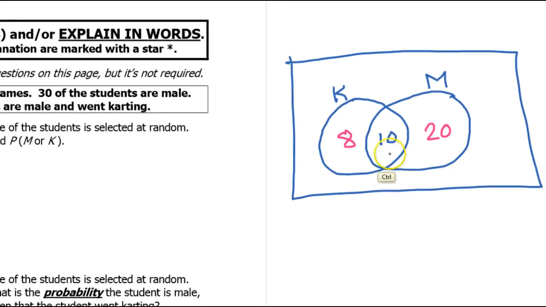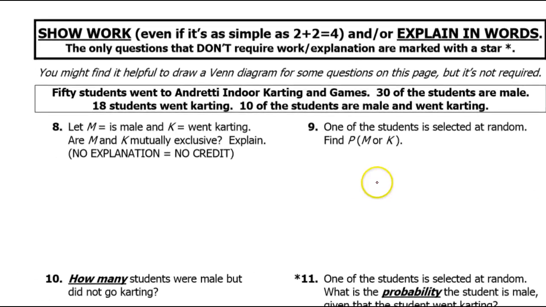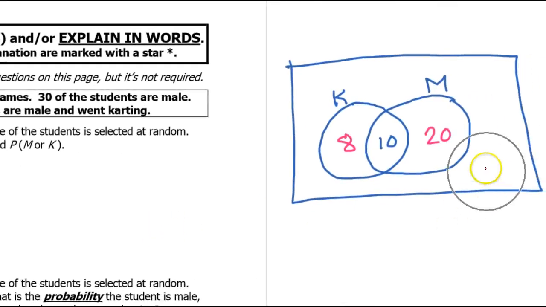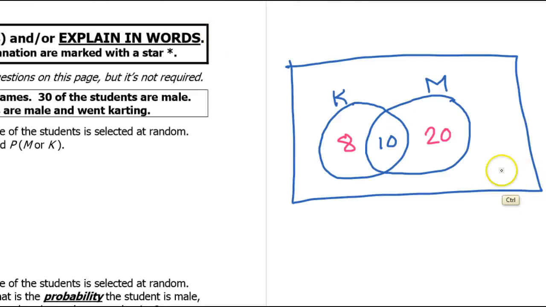Finally, is this all of the students? So this is 20, 30, 8, so 38. Okay, but we know that there were 50 students. So that leaves 12 students out here on their own. All right, for a total of 50, there's 12 students who are neither male nor went karting.